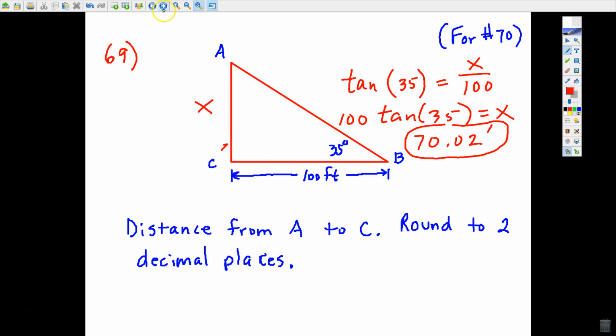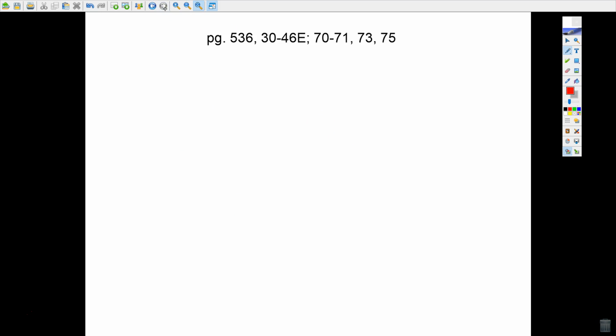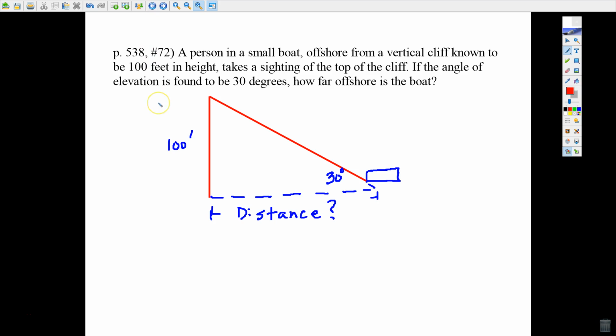Okay, I think I just have one more example. This is number 72. And we'll get it to a certain point, and then, oh, you're not doing 72, so we can go ahead and finish this. Okay, so once again, we have this person in a small boat.